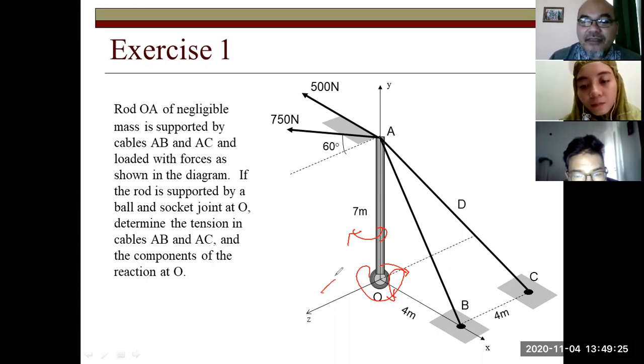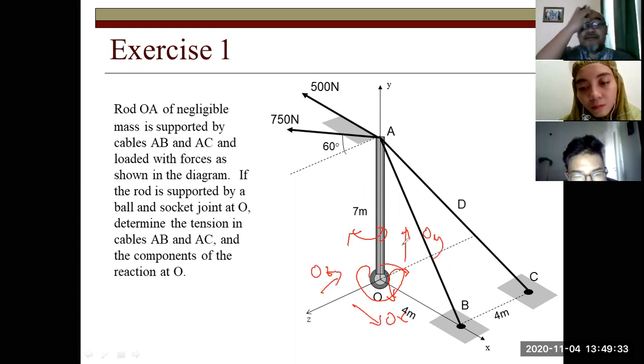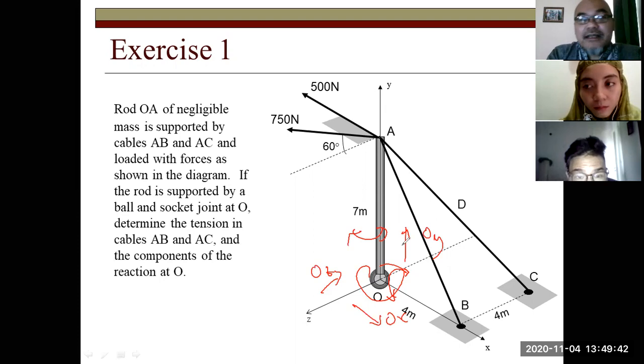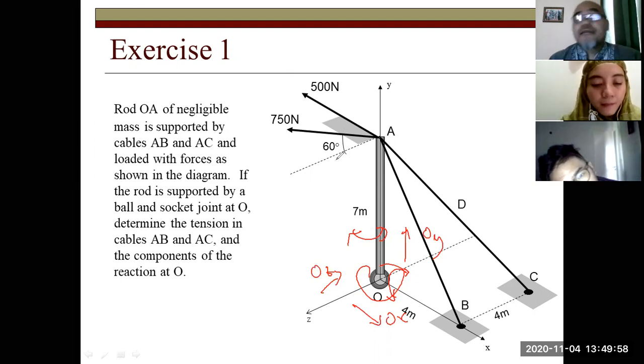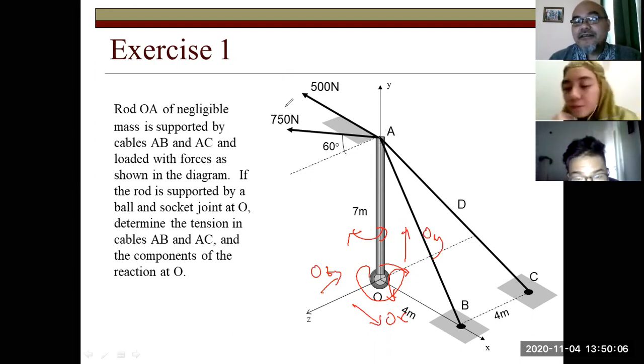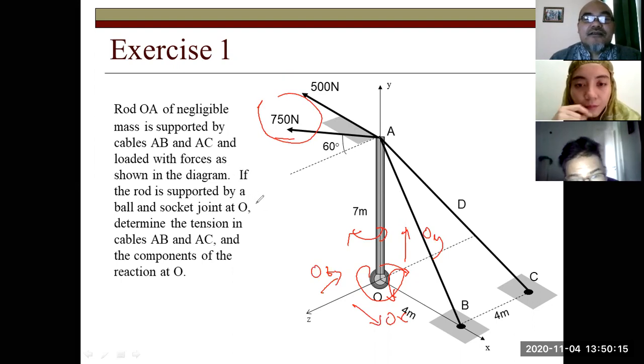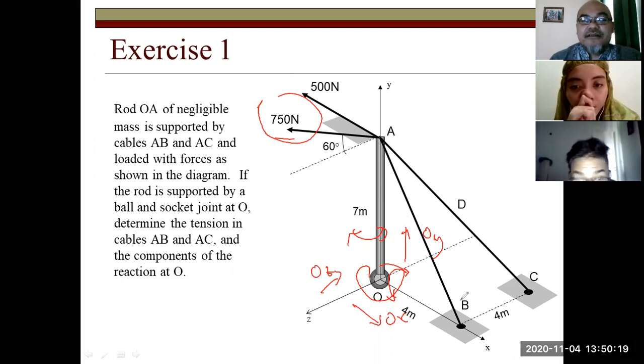So this one OZ, this one OX, and this one OY are the reaction forces. This rod OA of negligible mass, so mass is neglected, is supported by cables at AB and AC, and loaded with forces of 500 Newton. The 500 Newton here is in the XZ plane, so it does not have any Y component. And 750 Newton is drawn in the YZ plane, so it does not have any X component, no I component. If the rod is supported by a ball and socket joint at O, determine the tension in cables AB and AC.